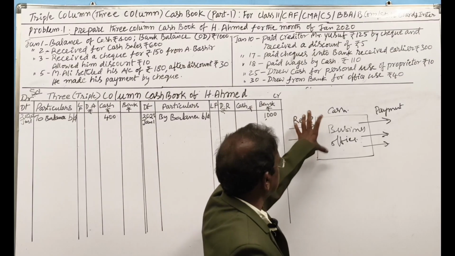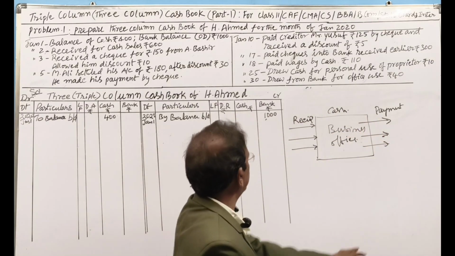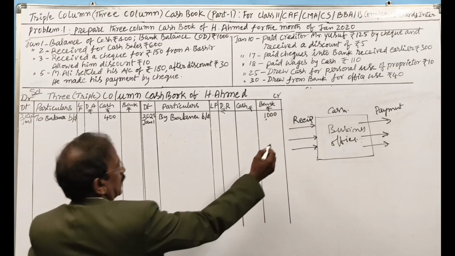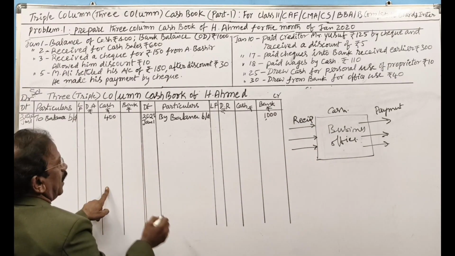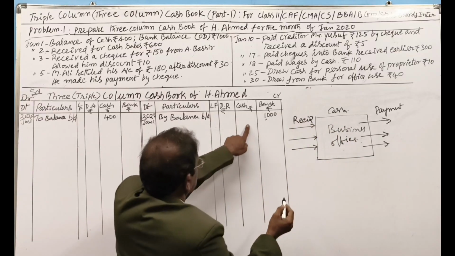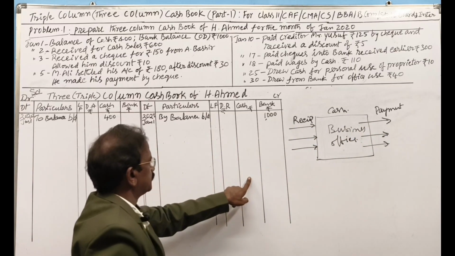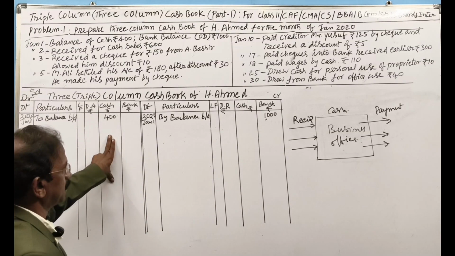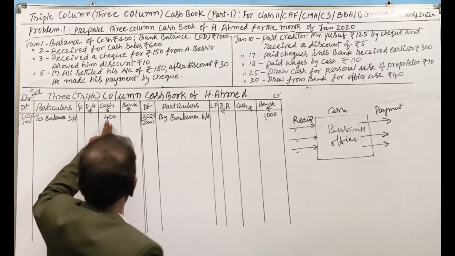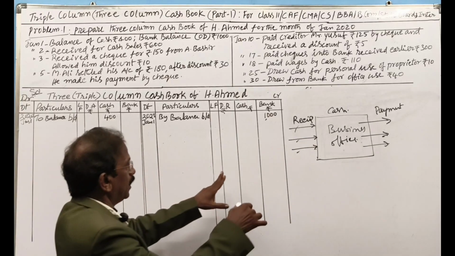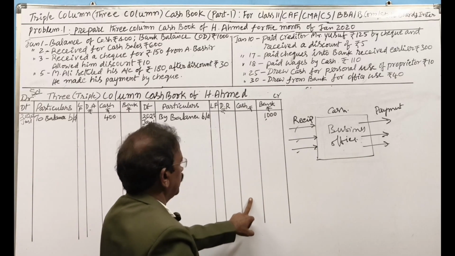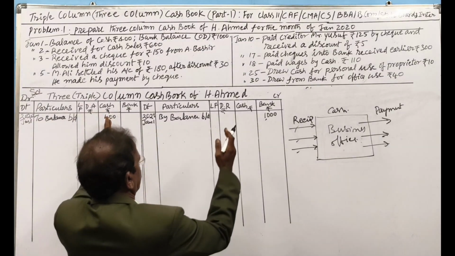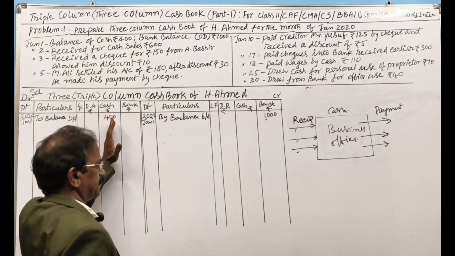To record these receipts and to record these payments, we need a cash column here. This is for cash receipts. And this column is for cash payment. Whenever you receive cash, you have to record on debit side. You have to record on debit side. Whenever you pay cash, you have to record on credit side. For that purpose, we maintain cash column debit side, cash column credit side.